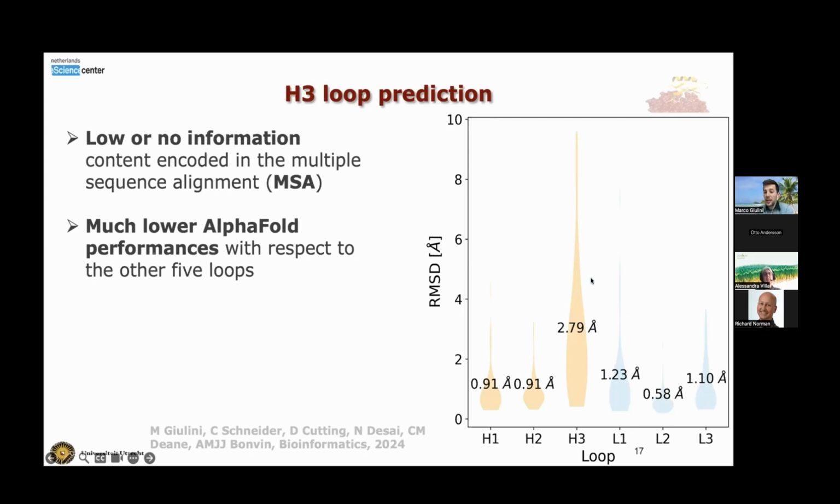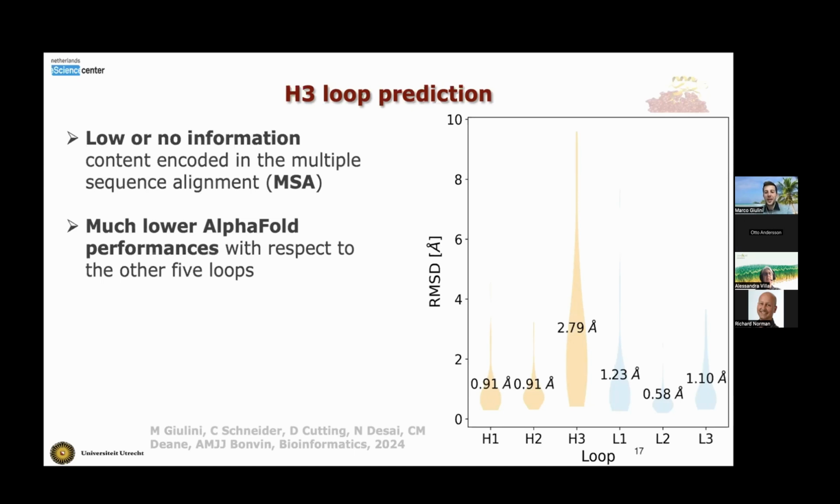But for the H3 loop, we can see that the average RMSD with respect to the experimental structure is quite high. It's almost 3 angstrom, and there are lots of cases, as you can see here, where the RMSD is higher than 4 angstrom, and higher than 4 angstrom means that the prediction is really useless. So there is not much you can do to save that prediction.